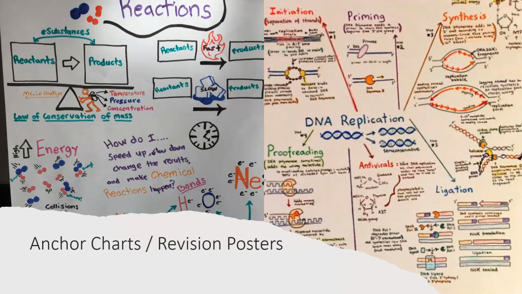Okay, anchor charts and revision posters. These are your key points put into a colourful format with some images as a poster as such, okay? So it's really picking out that key information, reading your notes in your book and taking out the key information and putting it into a poster form, all around one key point.